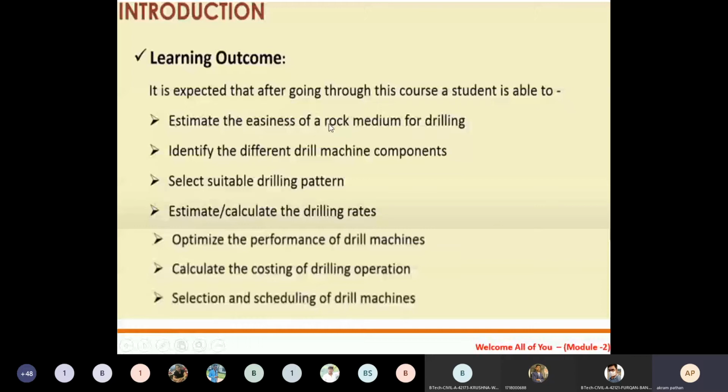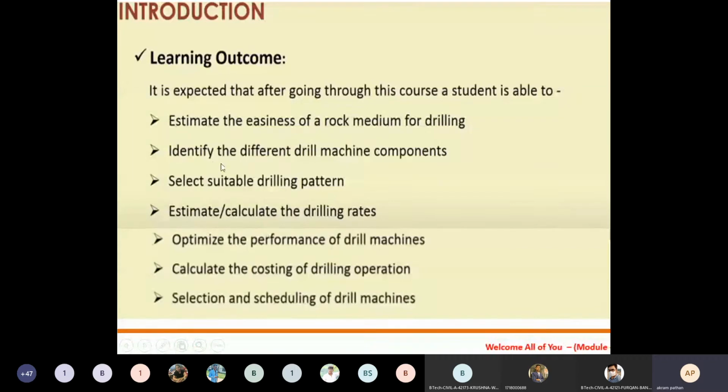After learning these objectives, these are the outcomes. After completing this technology, the student should be able to do these things. Estimate the easiness of the rock medium for drilling. In your future, if you become an engineer for tunnel construction, this type of technology is very important and helpful. So, estimate the easiness of the rock medium for drilling; that is the outcome.